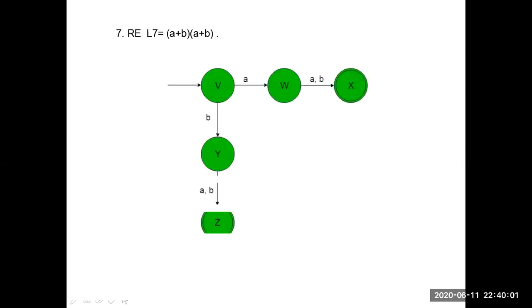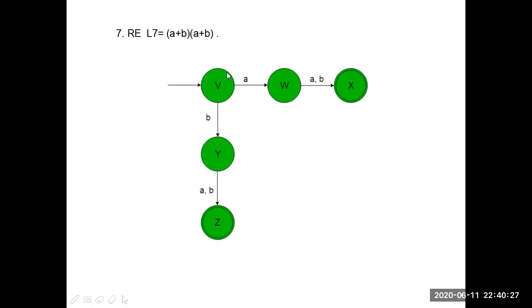Now first, from the initial state, it can read either A or B. See, if the initial state is V, on V it has two options. The first character can be either A or B. So we can read A or we can read B. On reading A, V is moving to W. On reading B, V is moving to Y. Two options are there. We can read either A or B.